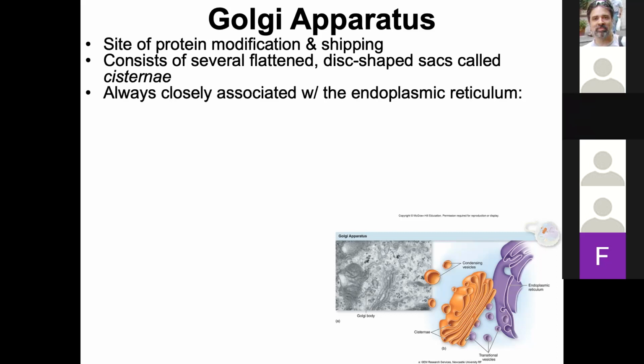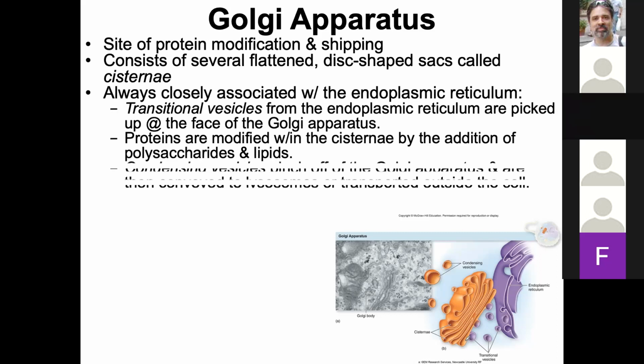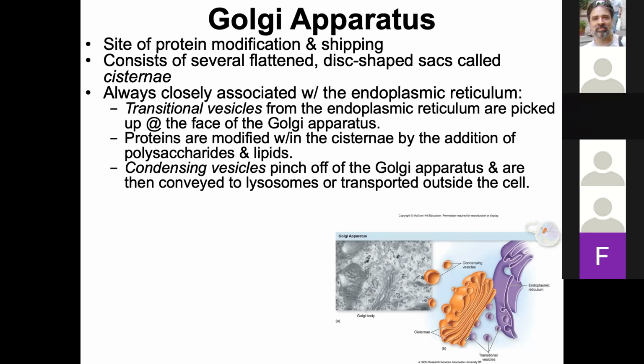The Golgi is a site of protein modification and shipping. You could think of it as the distribution warehouse for the cell, right? It receives the transport vesicles from the rough ER and then produces secretory vesicles with proteins in the vesicle, all heading for a common destination. And then it drops them off there. Then the vesicle comes back and then the cycle repeats. Okay. They're always closely associated with the ER.